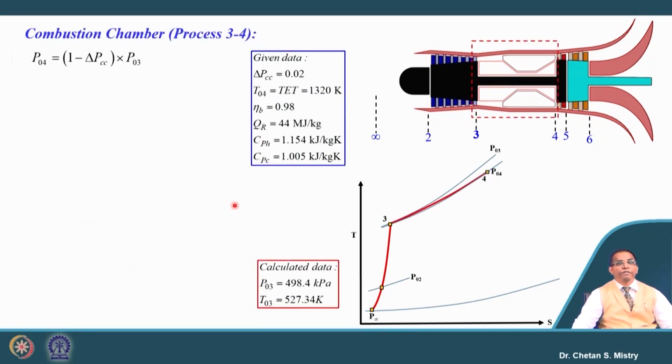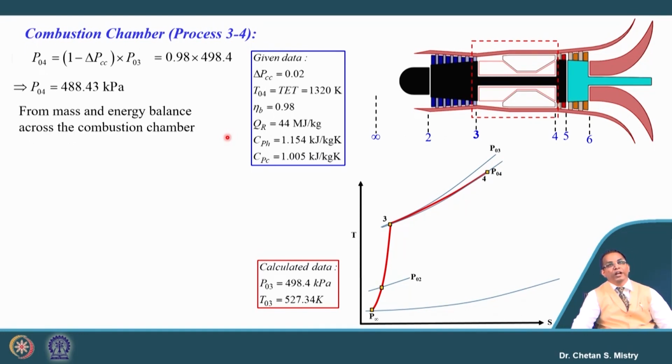Now, the next component is the combustion chamber, and it says there is a pressure drop of 2%. If we put in that 2%, the outlet pressure comes to 488.43 kilopascal. Now, to calculate the temperature, the turbine entry temperature is already given. In order to achieve this turbine entry temperature, how much fuel we need to add needs to be calculated here.